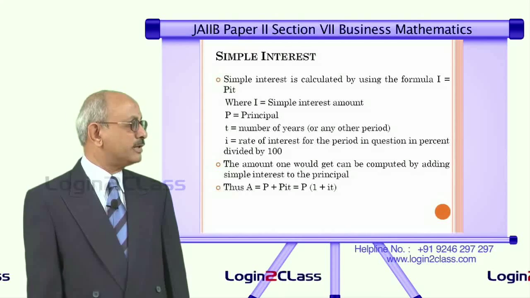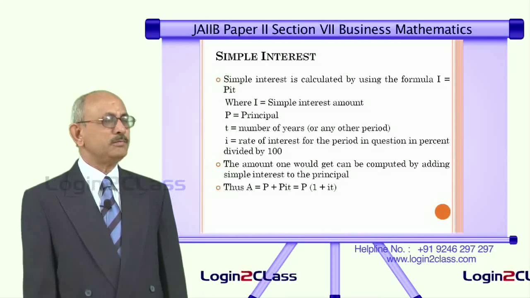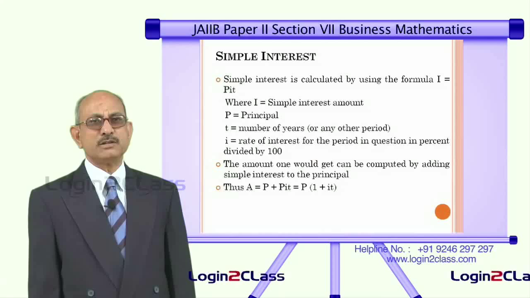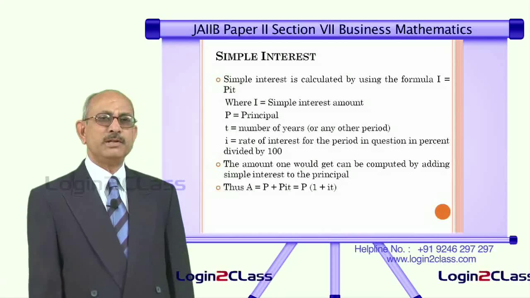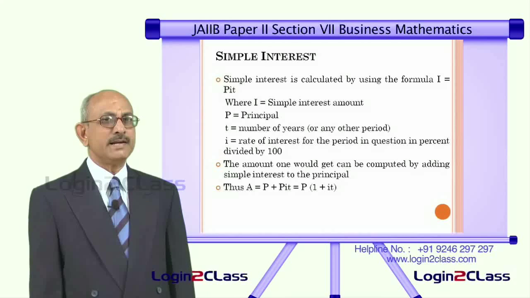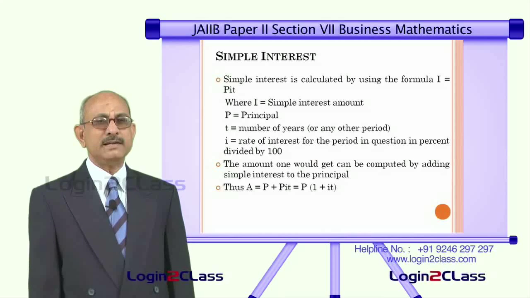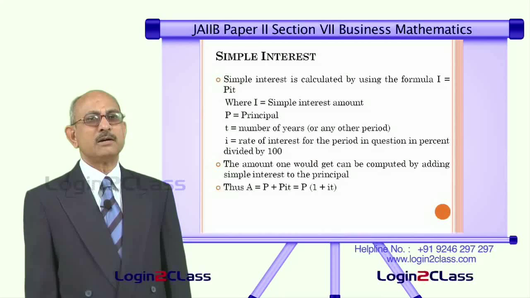So, to the principal you again add that interest. Therefore, we have P plus PIT. In many of the textbooks, PIT may also be shown as PNR upon 100, where N is the number of years, equivalent to T which we are using here, and I is the rate of interest, equivalent to R by 100.